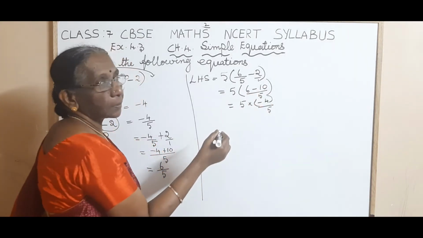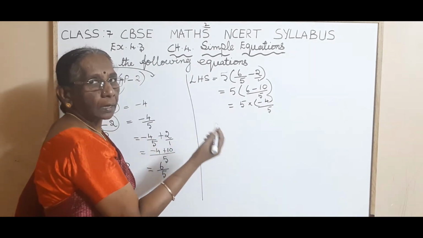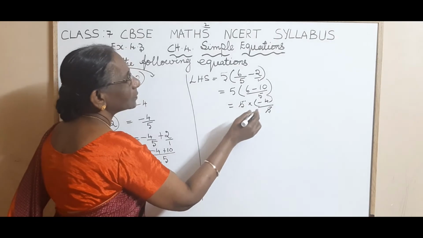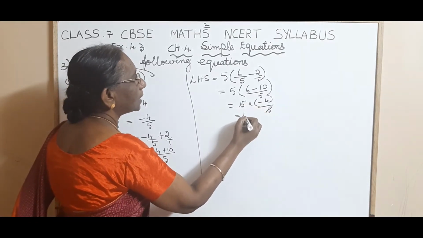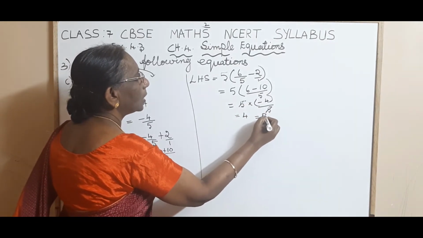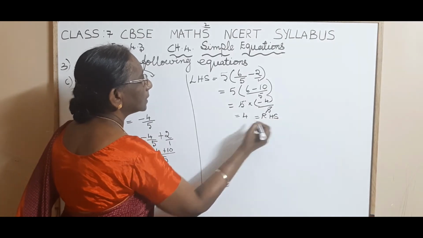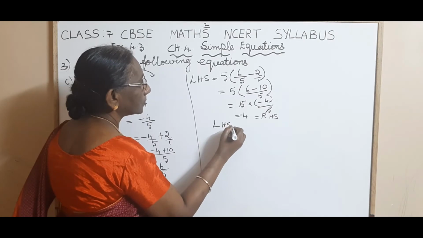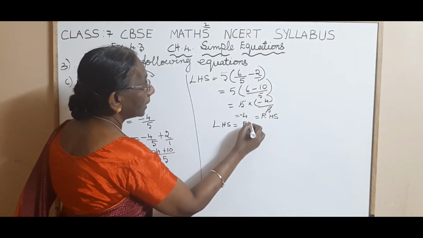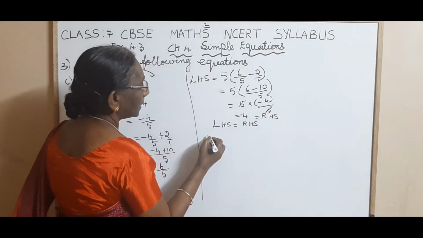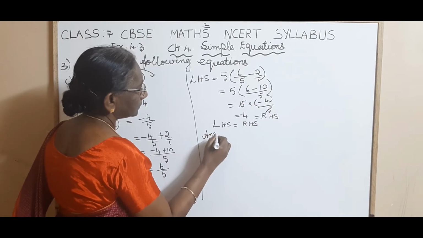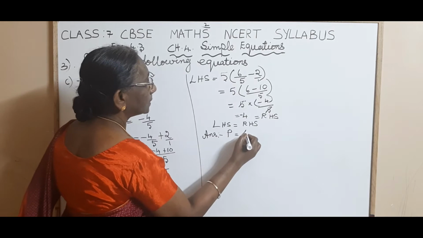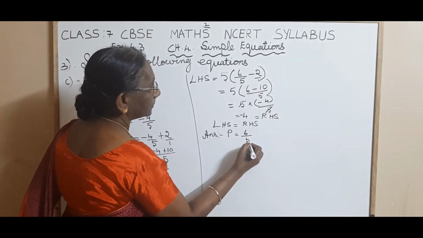Different sign, subtract and write the greater sign. So now 5 and 5, what do you get? Minus 4. That is equal to RHS. Therefore, LHS equal to RHS. Hence, our answer P is equal to 6 by 5.